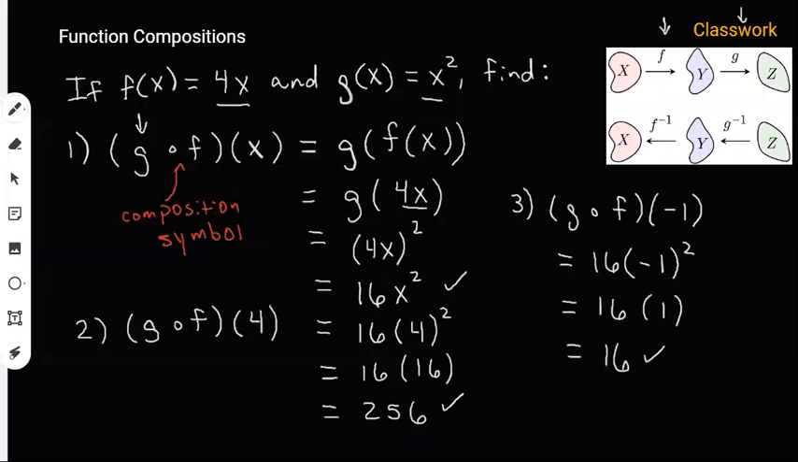Okay, so in my last video, we did function compositions, the classwork, right? And we did the first 3 questions. Now I want to do the next 3 questions, 4, 5, and 6. So let's go over to a new page, and our functions are going to stay the same. F of x is still going to be equal to 4x, and g of x is still going to be equal to x squared.